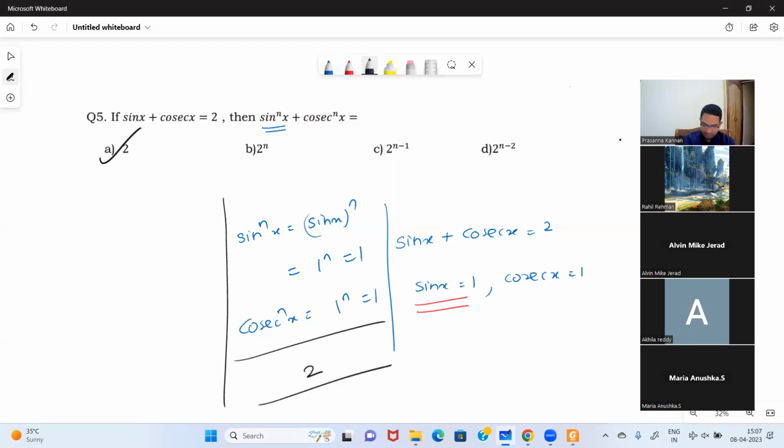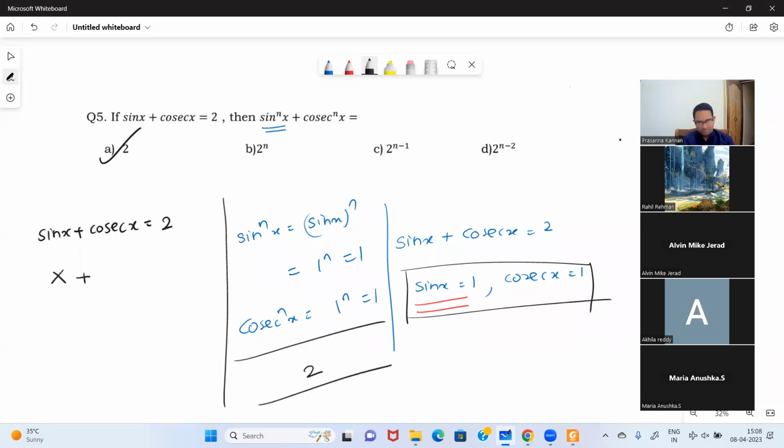I just told you that sin x will be 1 and cosecant x will be 1 if sin x plus cosecant x is 2. I have not done the derivation for you, but you can note it down. But if you want to do the derivation, I'll tell you how. Sin x plus cosecant x is 2. Suppose sin x, I take it as capital X. Then can you tell me what is cosecant x? Isn't cosecant x the reciprocal of sin x? Yes, 1 by x.